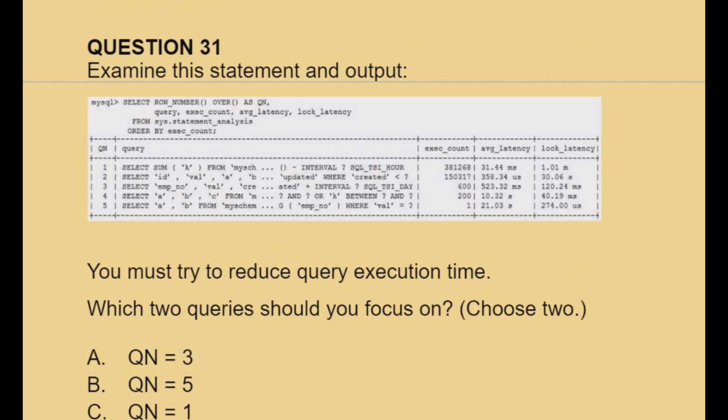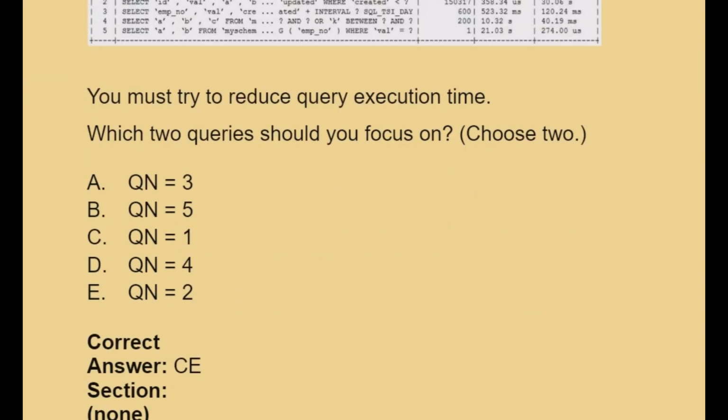Question is, examine this statement and output. You must try to reduce query execution time. Which two queries should you focus on? Option A, Qn is equals to 3. Option B, Qn is equals to 5. Option C, Qn is equals to 1. Option D, Qn is equals to 4. Option E, Qn is equals to 2. Correct answer is option C and option E.